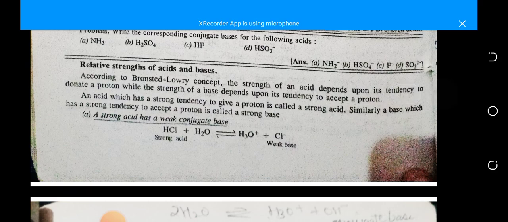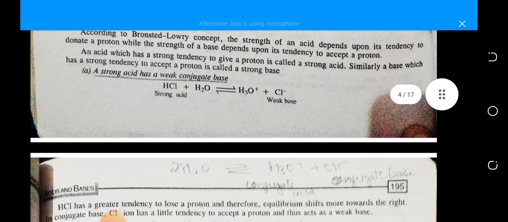Relative strength of acid and base. According to the Lowry concept, the strength of an acid depends upon its tendency to donate a proton, while the strength of a base depends upon its tendency to accept a proton. An acid which has a strong tendency to give a proton is called a strong acid. Similarly, a base which has a strong tendency to accept a proton is called a strong base.